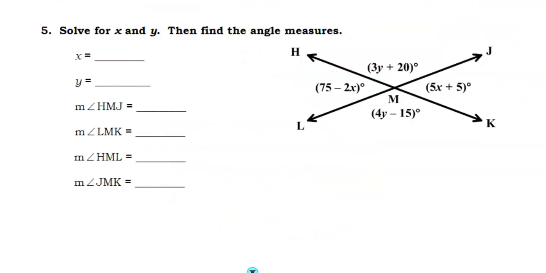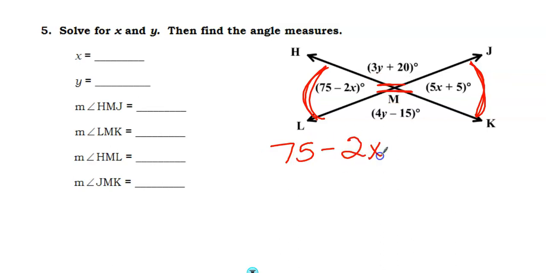All right, solving for x and y, then find the angle measures. So this is a big problem. So first we should look, excuse me, so we should first look at what are the same variables. So it looks like 75 minus 2x and 5x plus 5. So those are equal to each other because they're vertical angles. So I'm going to solve for x first.